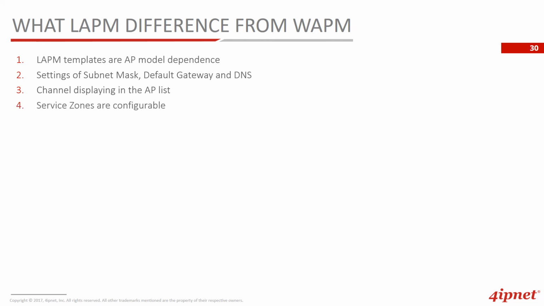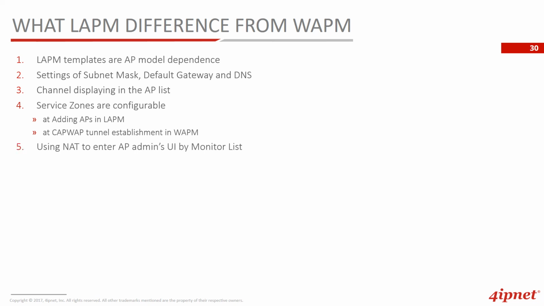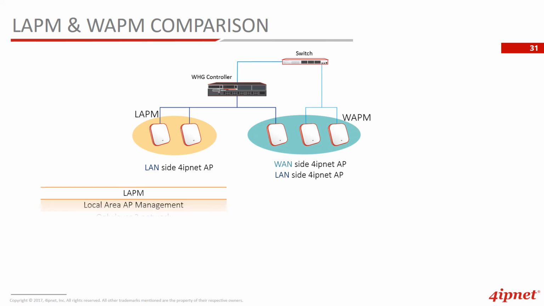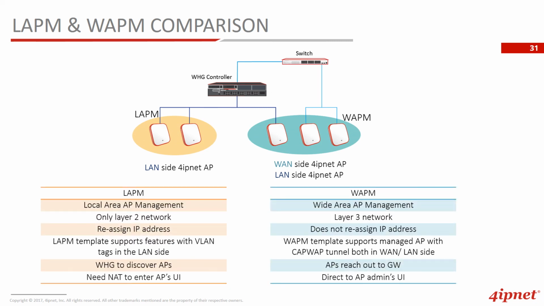Next, another difference is service zones are selected at the adding AP stage in LAPM, while in WAPM, they are selected at the VAP configuration page when choosing a CAPWAP tunnel. And finally, you can only use NAT to enter the AP admin's UI via the monitor list in LAPM, which is not possible in WAPM. And finally, in the last slide, I would like to end the section with a comparison table of LAPM and WAPM so you can easily see which type to use when managing your APs.